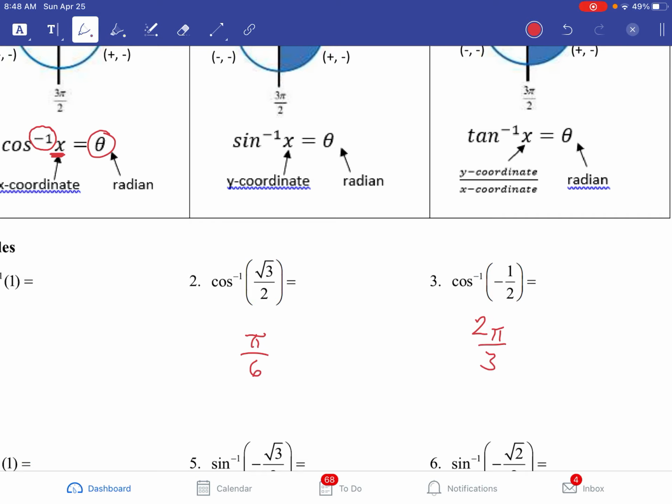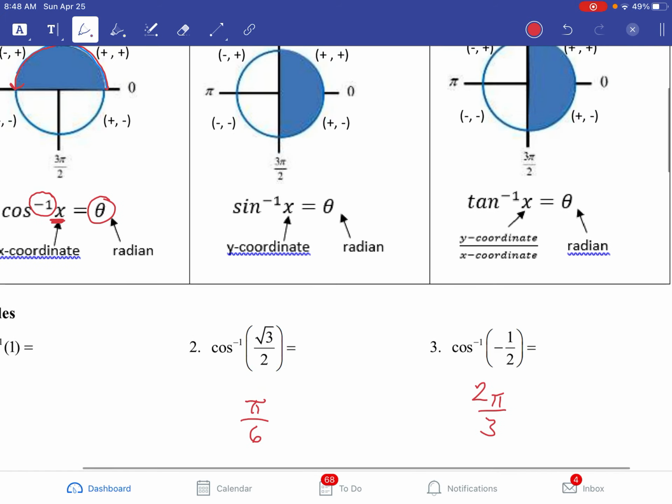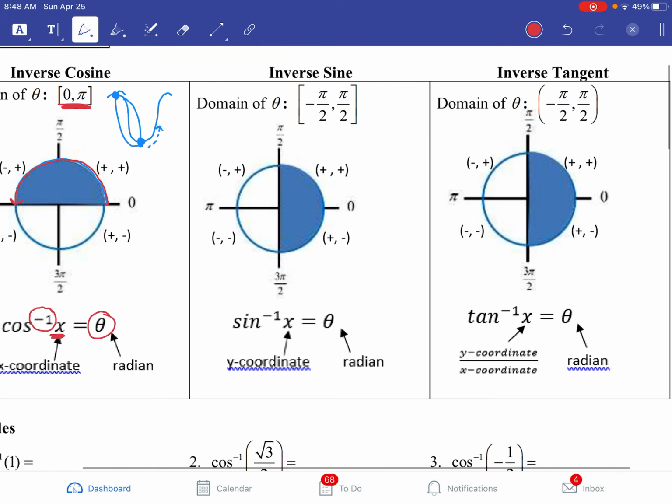So basically what we're doing is trying to find on the unit circle where that point exists for that particular trig function and find the radian for where that point is. That's it. The tricky part is remembering the restrictions you have on the domain. Now let's go to sine.